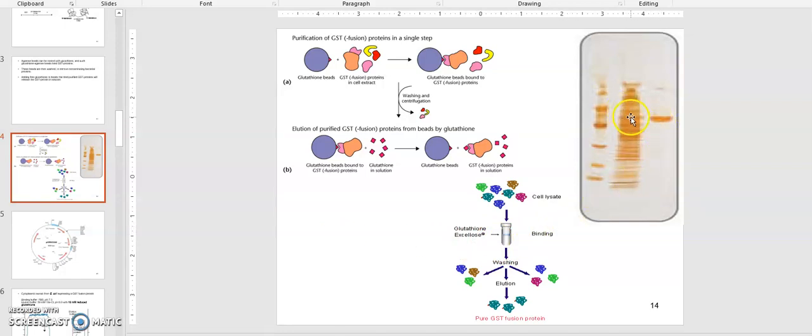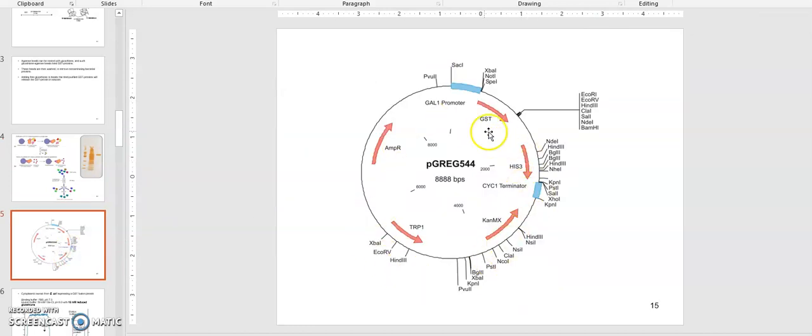So before purification, after the purification, that's a size marker, of course. That's a commercially available plasmid DNA that contains the GST coding gene, and then you can clone your gene of interest after that. Then it's going to be an N-terminus GST tag, right?